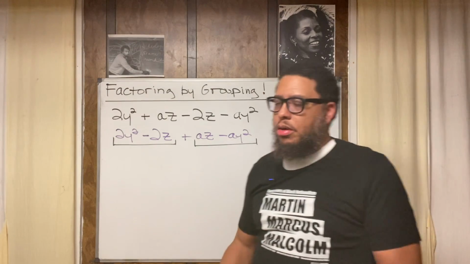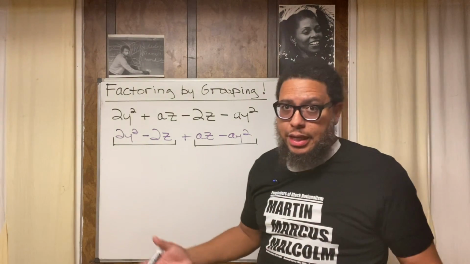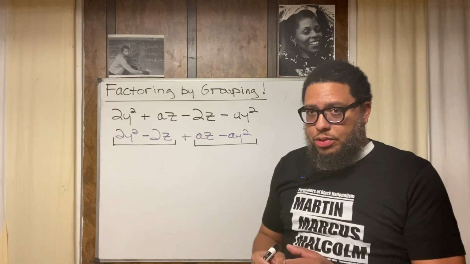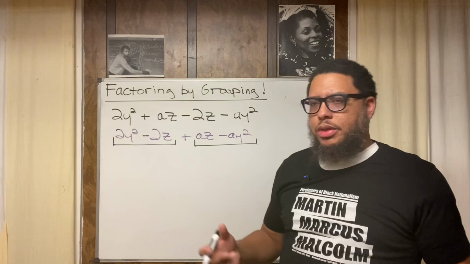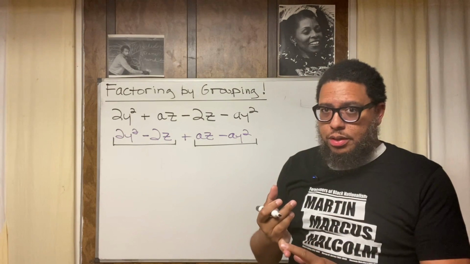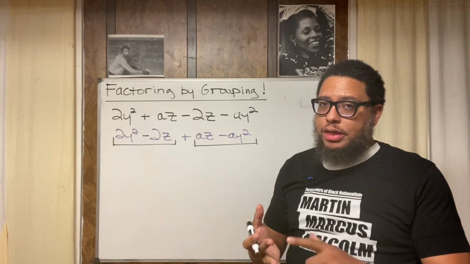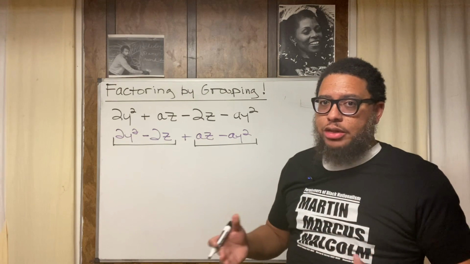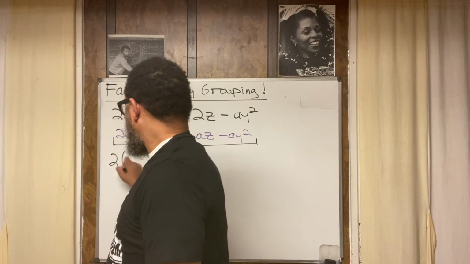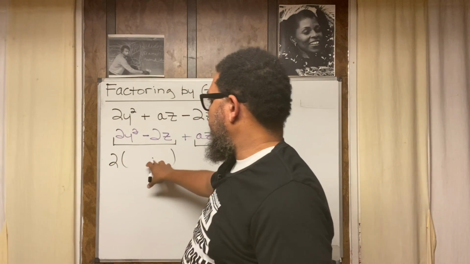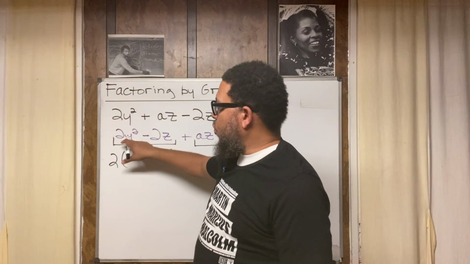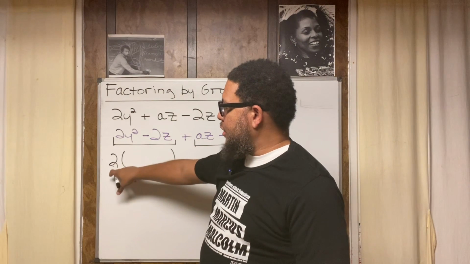Remember, when you factor by grouping, you create the groups, and then you find the GCF, the greatest common factor, of each group, and you factor using the GCF. That's what you do. So we're going to have 2 times a binomial. What goes inside the parentheses in this binomial? The quotients when you divide each term by the GCF.